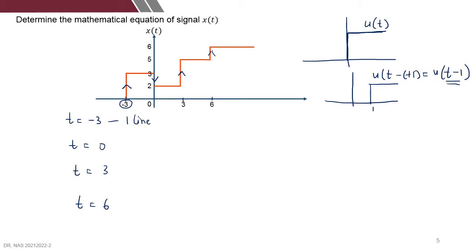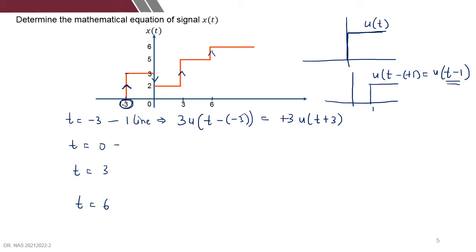What's the amplitude? The amplitude is 3. So it's in the trend of the unit step function, u(t minus t naught), where in this case t naught is minus 3. So you have here 3u(t plus 3). How about the flow? It's going up, so it's positive.